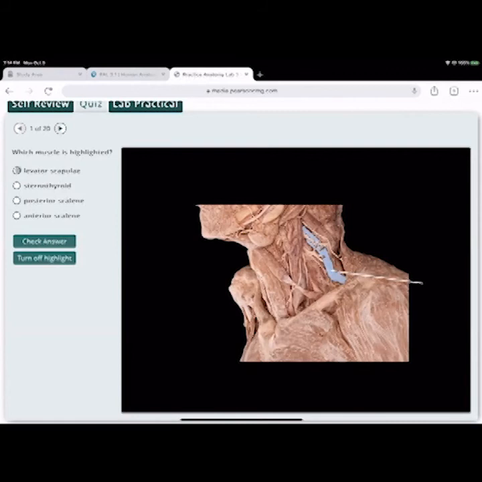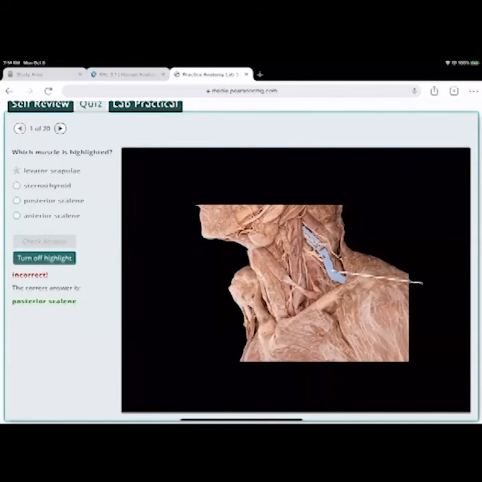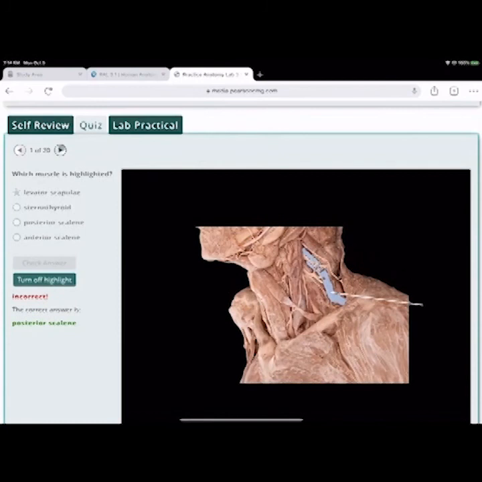Okay. Like I said, there's a lot of muscles to know here. No, there's a posterior scalene. The levator scapulae just runs a little bit lateral. The levator scapulae should run right here. That's your posterior scalene. There's your middle scalene, and here's your anterior scalene. Okay. From this area, underneath the inferior belly of the digastric. Like I said, there's a lot of muscles here.